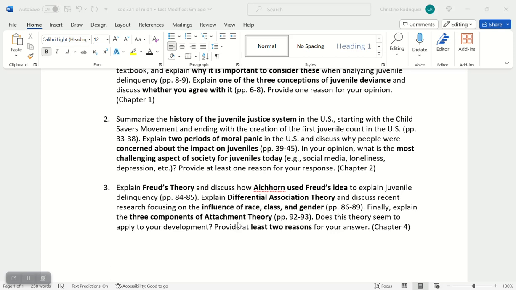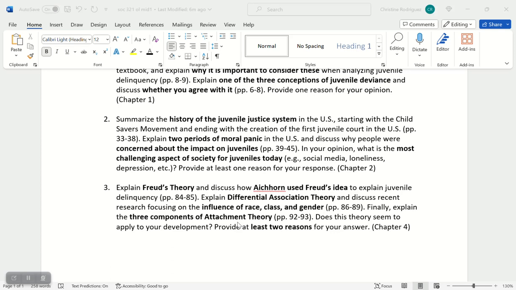So I know that the history of the juvenile justice system is quite lengthy. The authors did a great job of explaining how, from early times, juveniles were treated. But I want you to just focus on that 19th century child savers movement and move forward to where we see the creation of the first juvenile court. So, having said that, make sure that you're providing the detail.